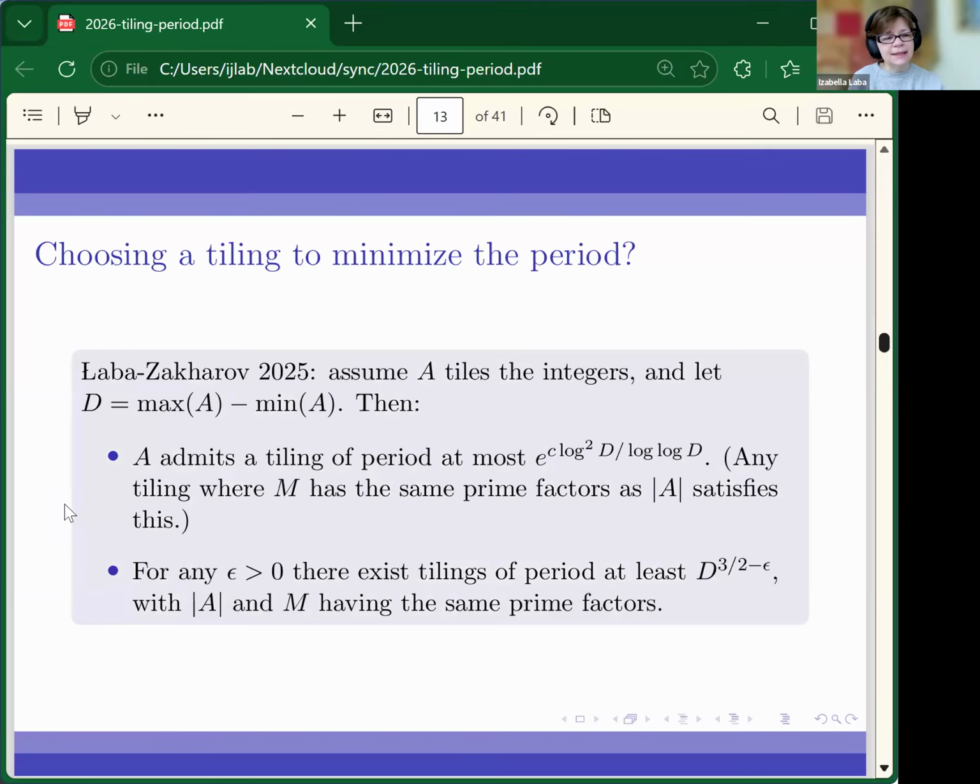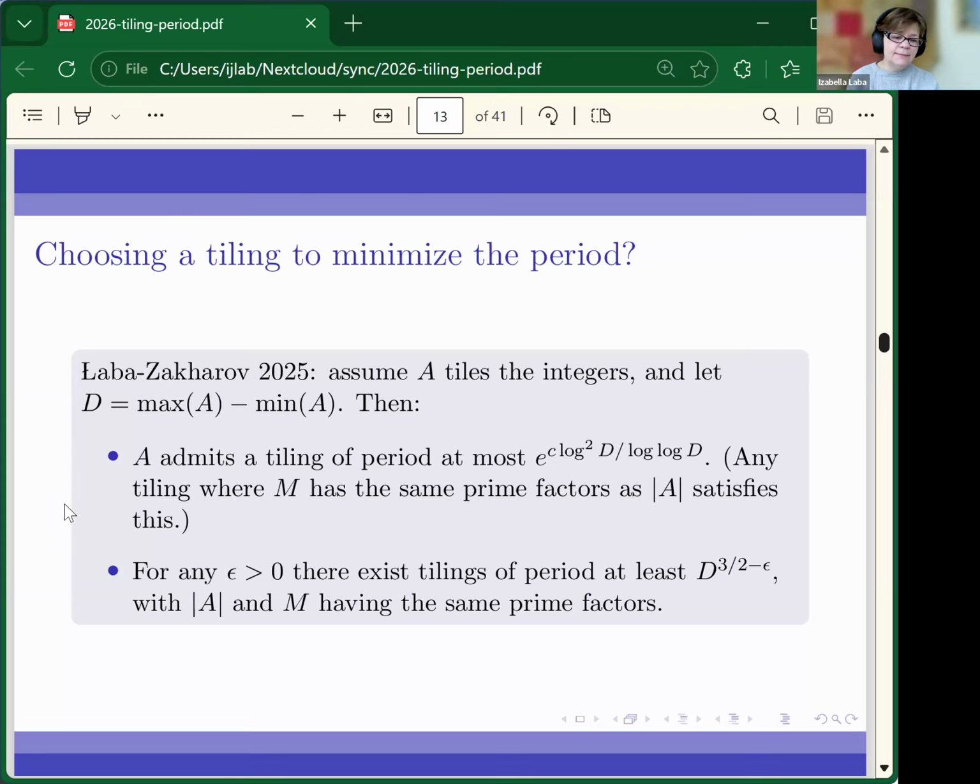So the result that I proved with Zakharov is kind of in two parts. Assume that A tiles the integers, and let's use D to denote again the diameter of A. Then an upper bound is that A admits a tiling of period at most something like e to the log squared D over log D. And this is actually true for any tiling where M has the same prime factors as the cardinality of A.